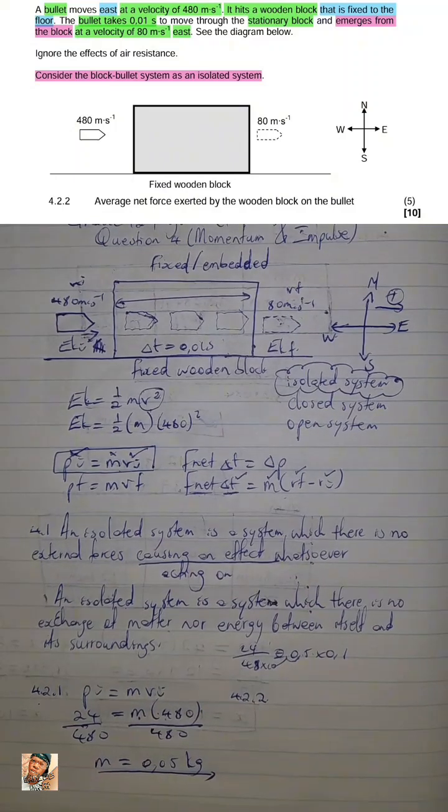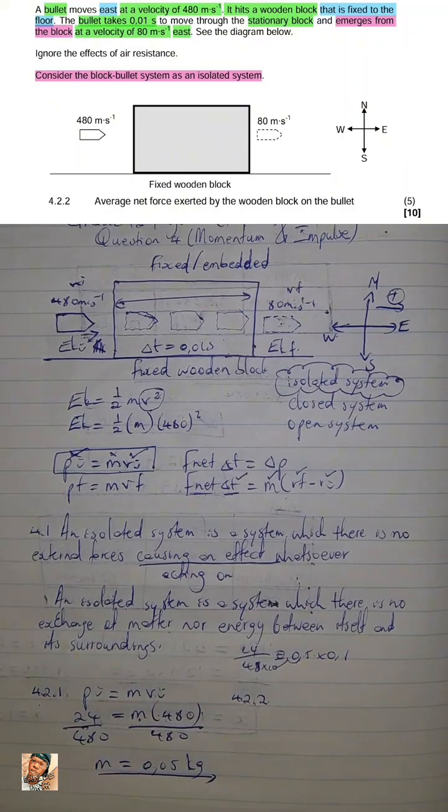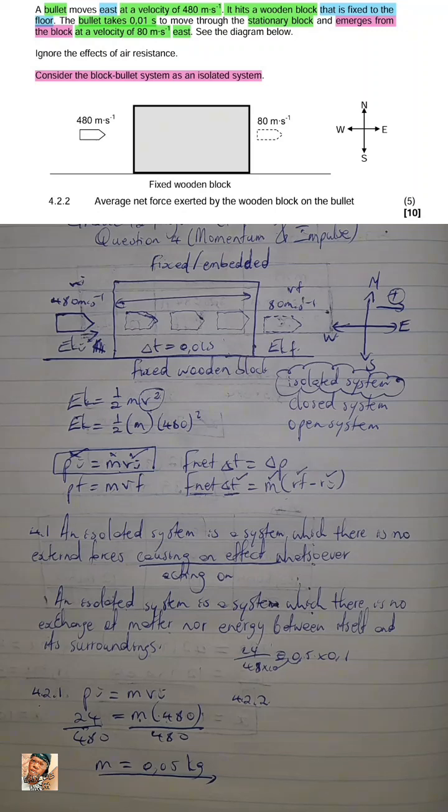Now we can calculate the force that the wooden block exerted on the bullet. They're not saying the force that the bullet exerted on the wooden block. The two forces, the force that the bullet is going to exert on the wooden block is going to be equal in magnitude, but act in opposite direction as the force that the wooden block is going to exert on the bullet. So they're going to be the same in magnitude, but in opposite directions. That's what we call Newton's third law. But they want the force that the wooden block exerts on the bullet.